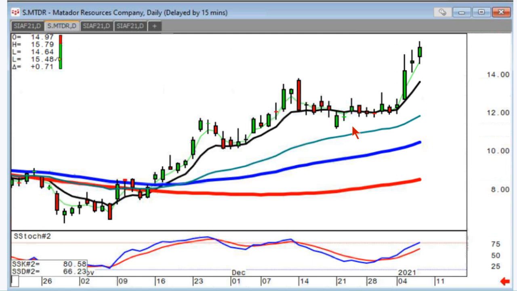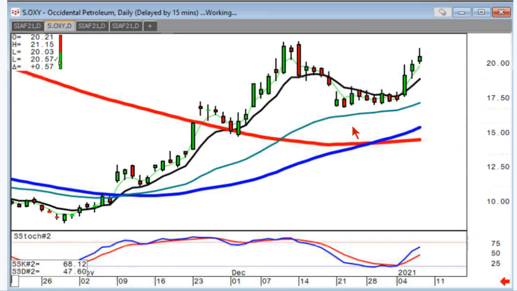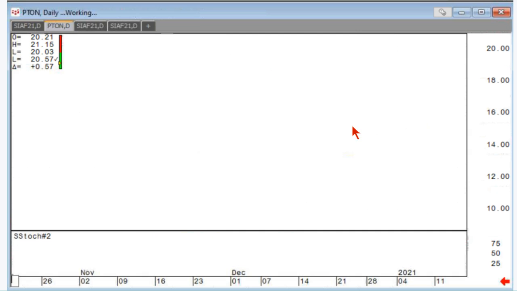Matador, JB, why would you think that is toppy? There's not anything that's telling you there's any selling going on. I would stay long on that one. We're staying long on Apache. Wouldn't be afraid of Occidental. Yeah, the oils are working well.